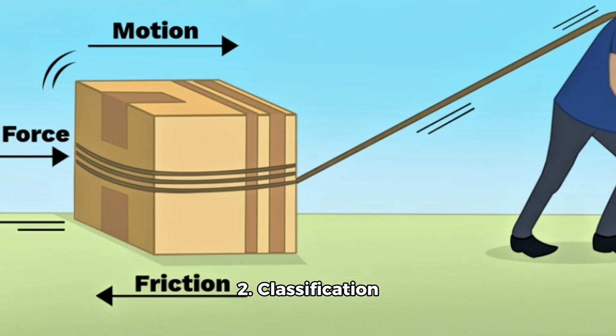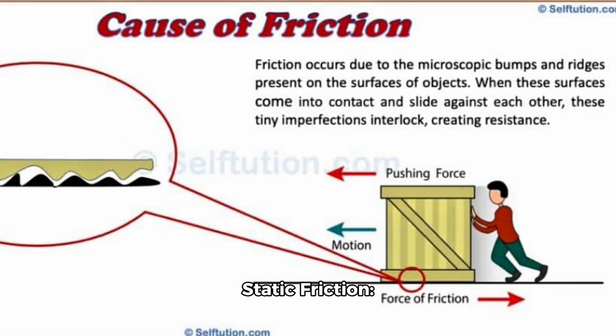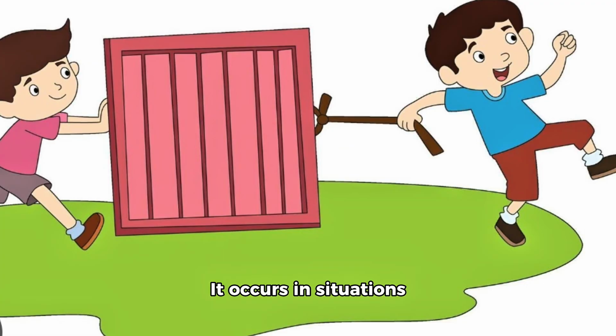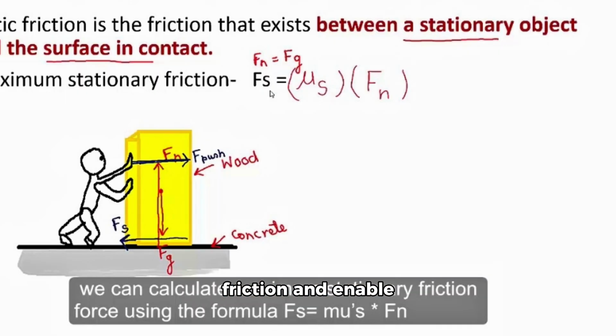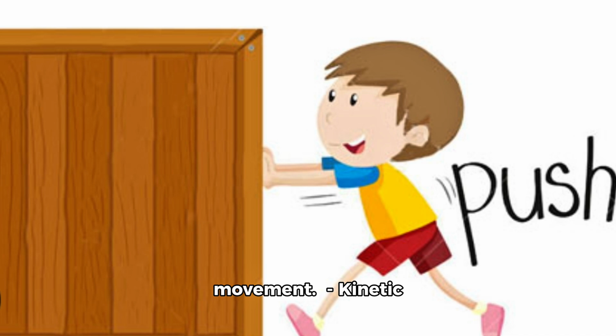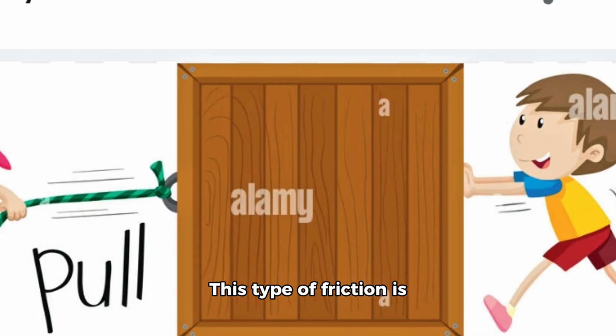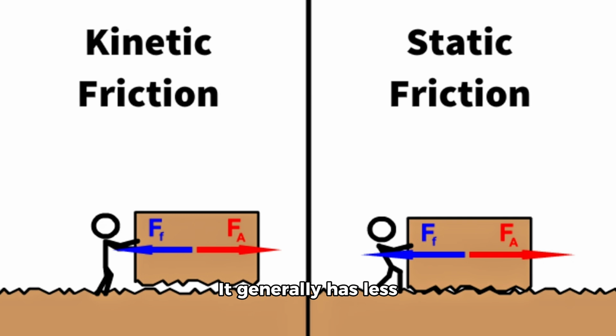2. Classification of friction. Static friction. It occurs in situations where an object does not start moving. The force acting on it is required to overcome this friction and enable movement. Kinetic, dynamic friction. This type of friction is seen in moving objects. It generally has less intensity than static friction.